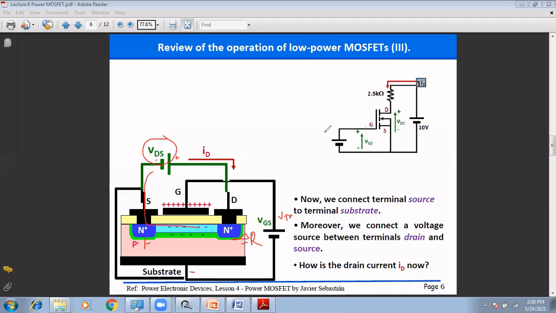As this voltage increases, the inversion layer also increases. The channel of the inversion layer also increases, and more path is available for the flow of current. That means the ID current also increases.